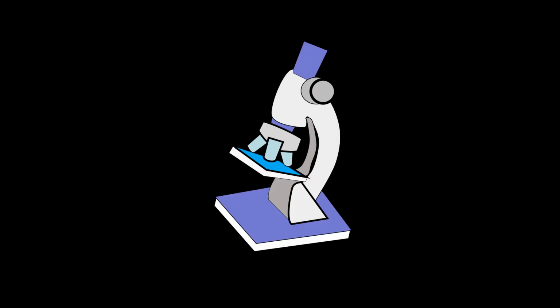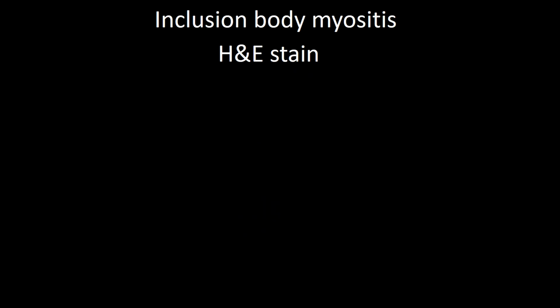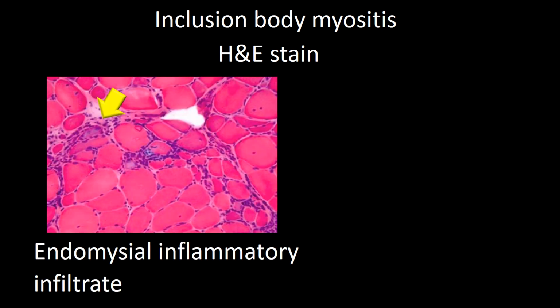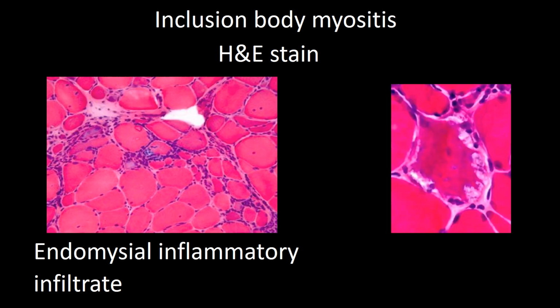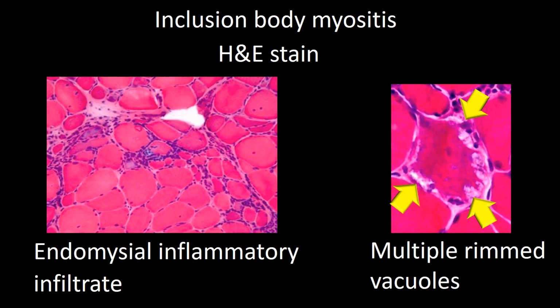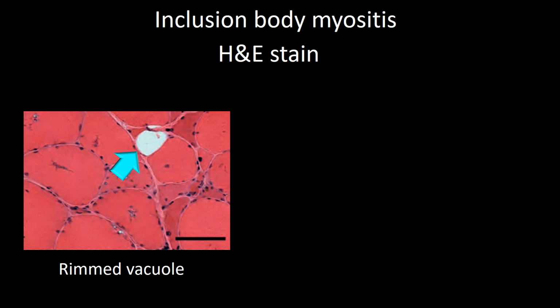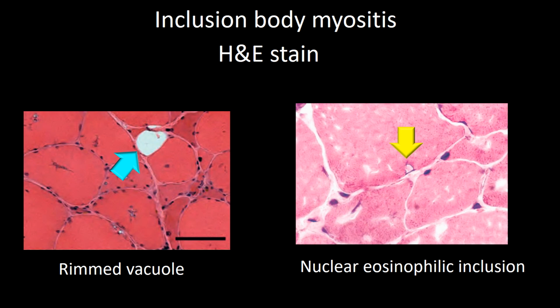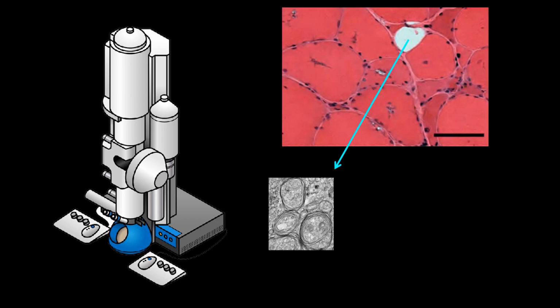weakness. Light microscopy using H&E stain in muscle specimen of patient with IBM shows endomysial inflammatory infiltrates. Higher magnification shows a single muscle fiber with multiple rim vacuoles. In this new frame, you can see a single rim vacuole and now an intranuclear vacuole. Electron microscopy of the vacuoles shows lamellar bodies.